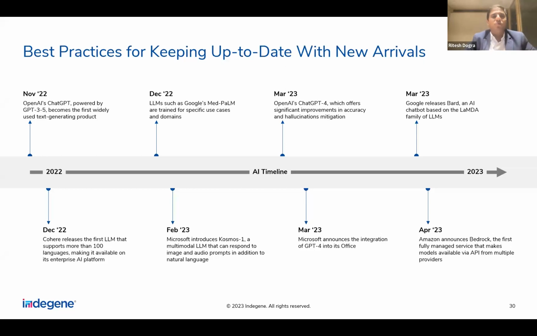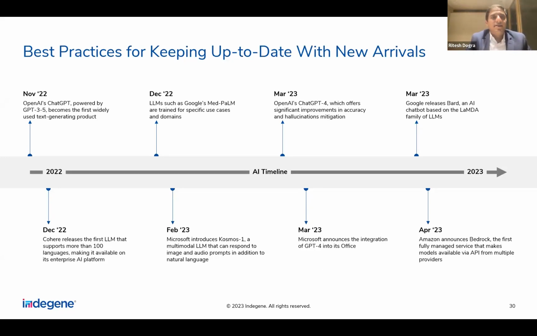And so what you'll see here is the pace at which technology is evolving is fairly rapid. November saw OpenAI's GPT 3.5 come to life, and in December 22 there was again Google's MedPalm coming in. Microsoft had Cosmos coming in Feb 23, and then we had GPT-4 and so on and so forth. The latest one which we have seen is Amazon Bedrock.